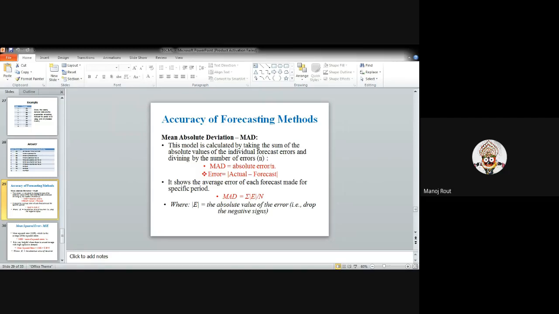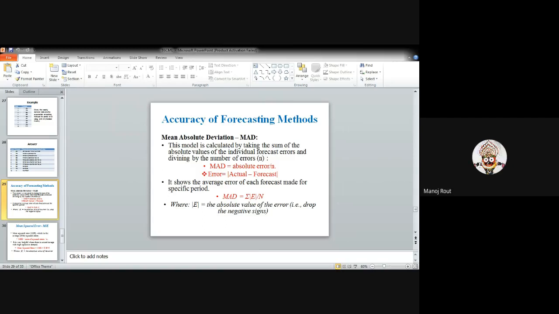I will just repeat that: the sum of weights equals one. That is the concept behind it. So whenever you work in a project, in sales, in promotion, or in the supply chain, this should be considered. Clear? Yes, sir. Okay, fine.